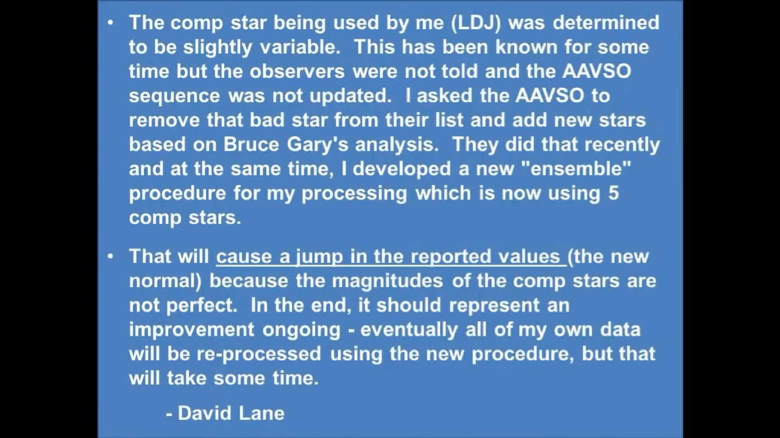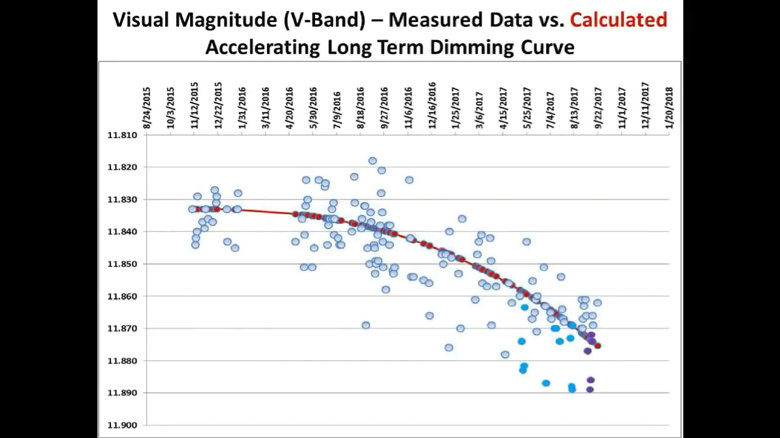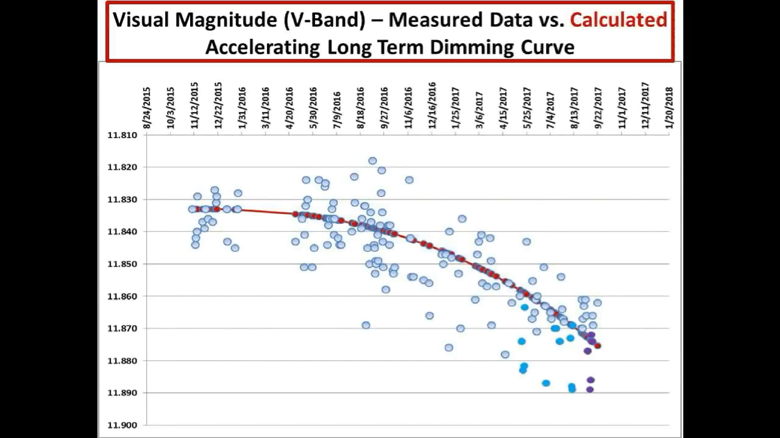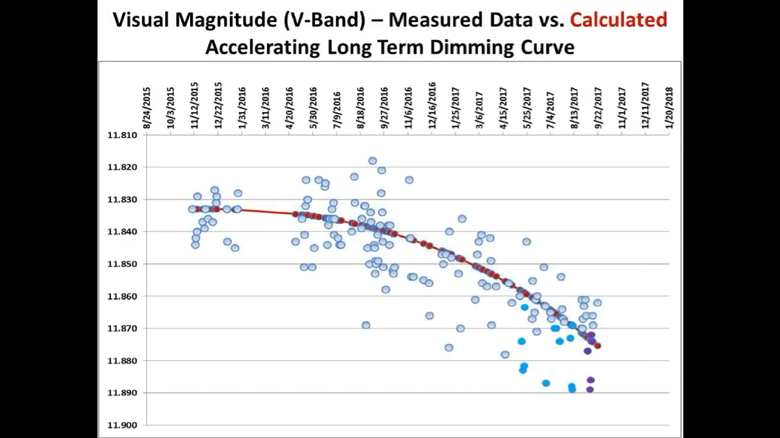Also, as a reminder, David Lane is now using 5 non-variable reference stars, and his new procedure for taking measurements caused a jump in the flux measurements over his older data set. The spike in the flux levels are due to this new procedure. So again, this is the scatter plot of David Lane's V-band measurements taken through September 22nd of 2017. And these are the 19 data points taken so far using his new procedure. Notice how they are abruptly shifted higher as he stated that they would be.